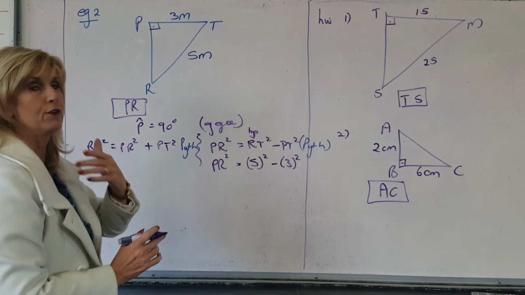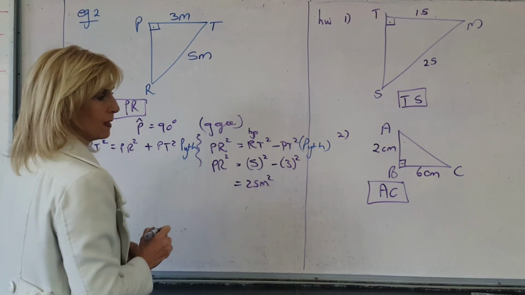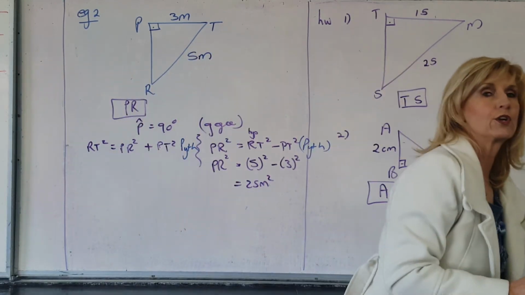But kids usually get confused. Because 5 meters squared is 25 square meters. And then you're going to get confused and think you've got to square it again.